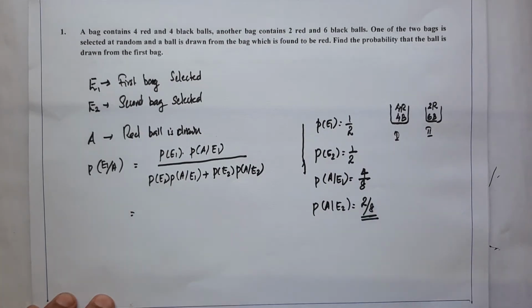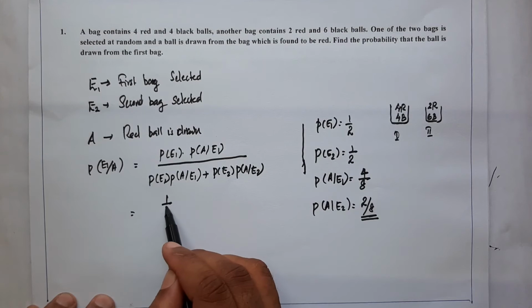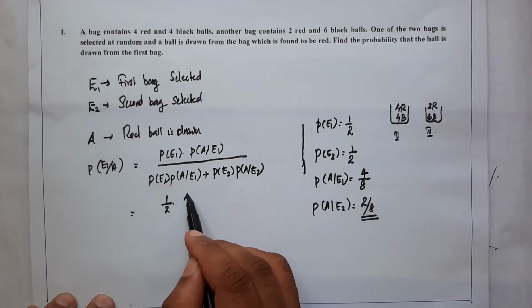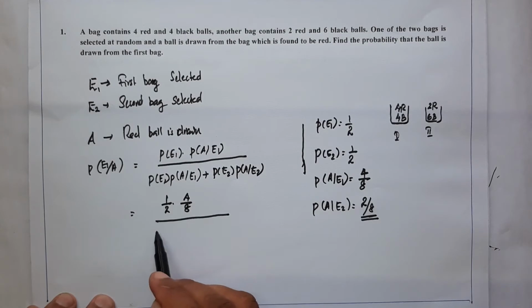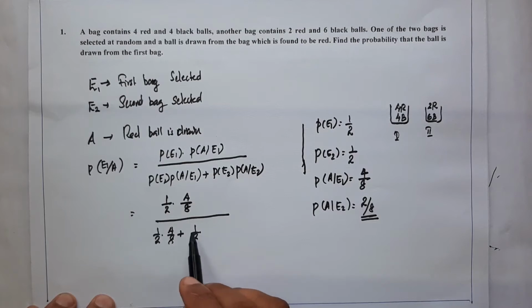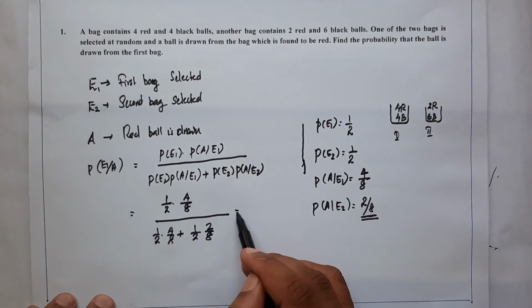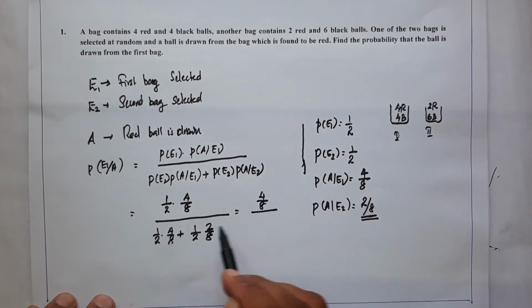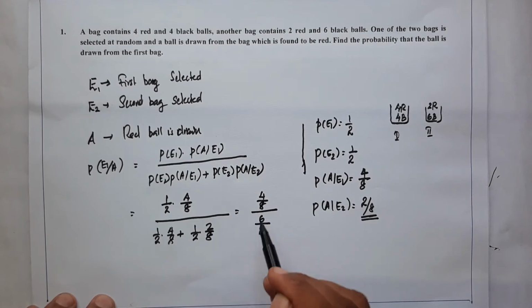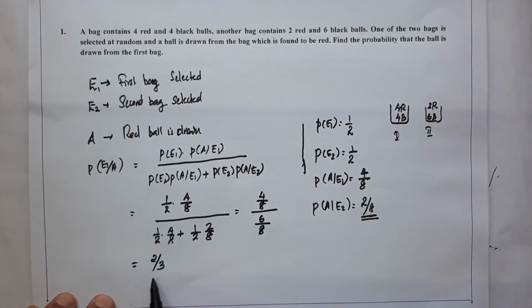Now we substitute the values into the definition. P of E1 is 1 by 2. P of A given E1 is 4 by 8. The whole divided by 1 by 2 into 4 by 8 plus again 1 by 2 into 2 divided by 8. Here 1 by 2 is common, cancelled, and therefore we get 4 by 8 divided by 4 plus 2, which is 6 by 8. Here 8 also cancels, and therefore finally we get the answer 2 divided by 3. That means the probability that the red ball is drawn from the first bag is 2 divided by 3. Okay, that's all.